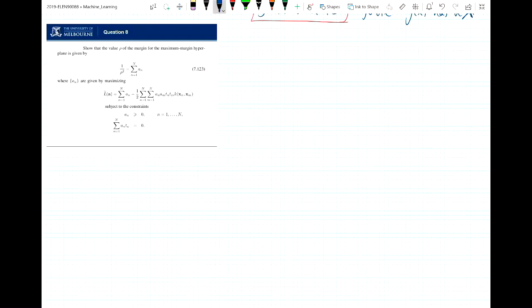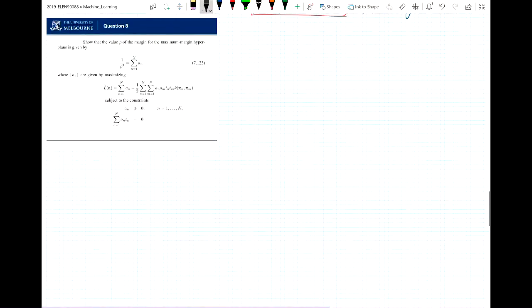It turns out the maximum margin for the maximum margin hyperplane is given by 1 over rho square, and that's the sum of the an. That is kind of an interesting result. The an are positive as well, so this margin cannot be negative. All right, that is interesting, but we can actually derive it.